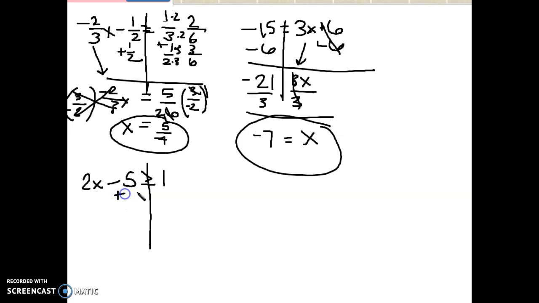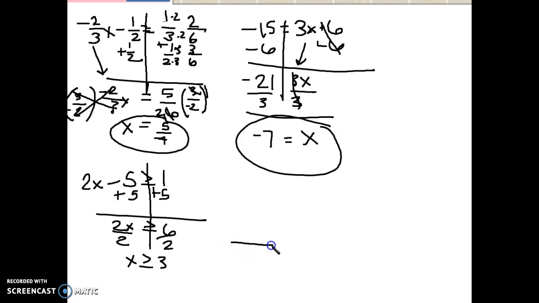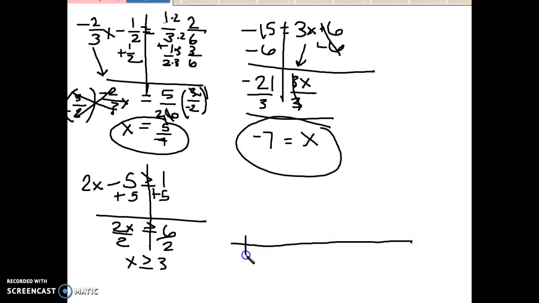We're going to add 5 to both sides because we're isolating 2x. And now our new inequality is 2x is greater than or equal to 6. We're not done yet because we got to divide by 2. We're whittling away that equation so that x is greater than or equal to 3. So now on a number line, if I have 0 right here, 1, 2, 3, 4, 5, 6, 7. So 3 is going to be right here.